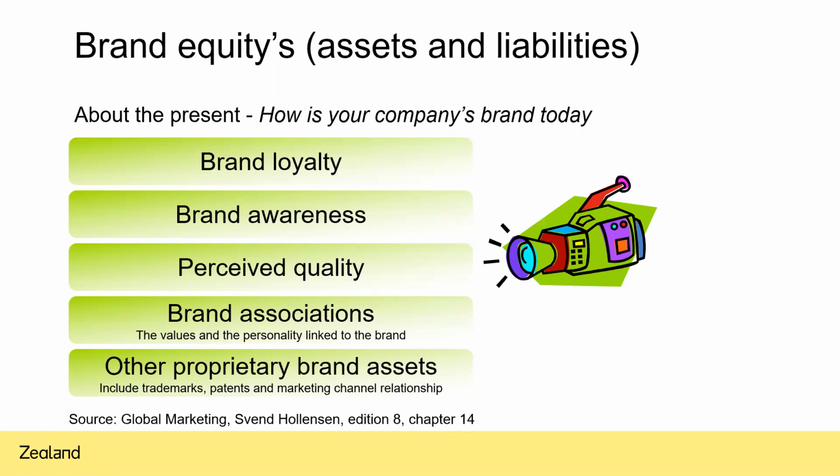So use this model to write about the brand loyalty, the brand awareness, the perceived quality, because every customer perceives quality differently. So try to come up with some ideas, information you have from customers on Trustpilot or whatever. Okay, how do they perceive the quality? Also, the brand associations, the values and the personality linked to the brand. You should write about that, and also the other proprietary brand assets.